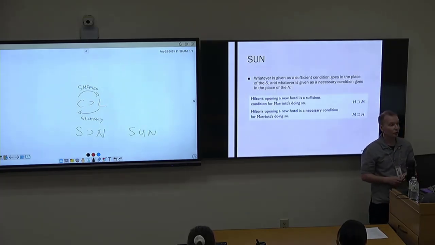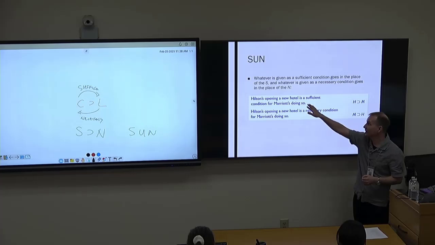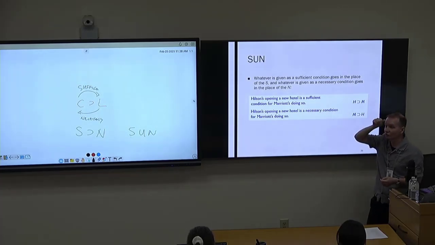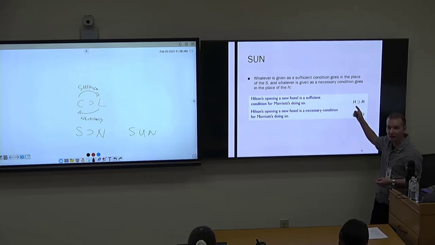You can have a situation like this. Hilton's opening a new hotel is sufficient condition for Marriott doing so. How do you translate it? Well, since Hilton is sufficient condition, where does it go? On the left side. And Marriott opening is on the right side. And there is a horseshoe between them.